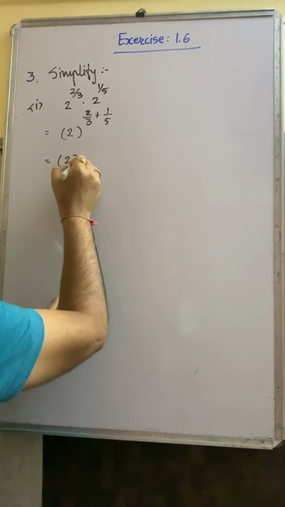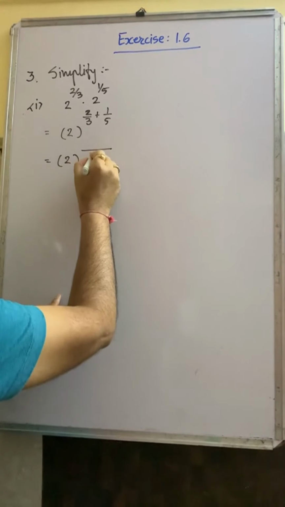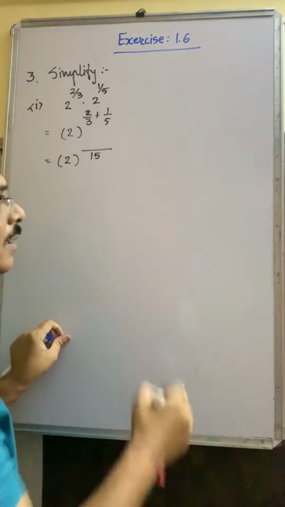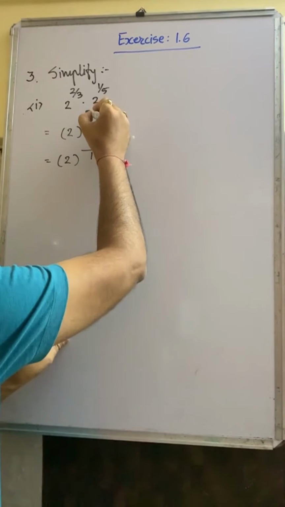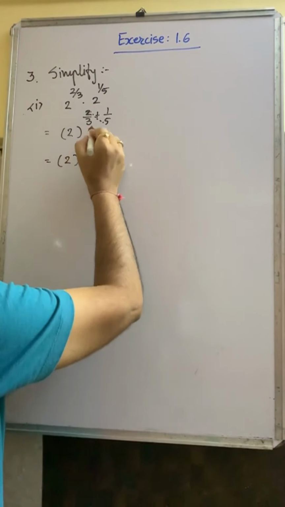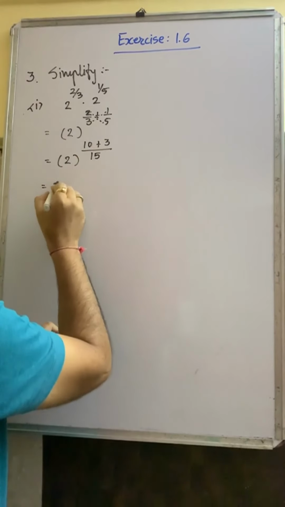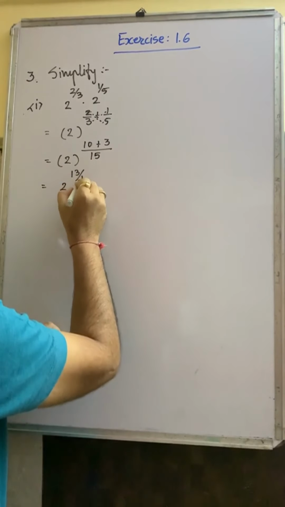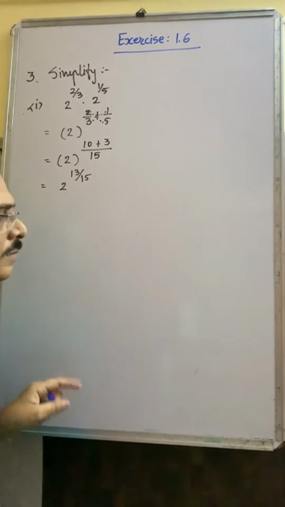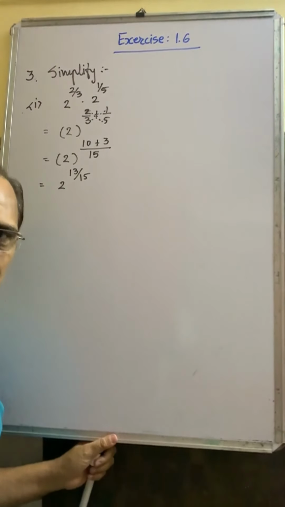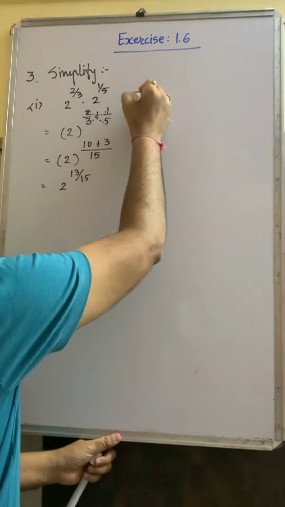So 2 raised to LCM, 3 5s are 15, multiplied this term by 5, 5 2s are 10, and this term by 3, plus 3 1s are 3. So this is 2 raised to 13 upon 15. After that we can't do. Okay? Second number.